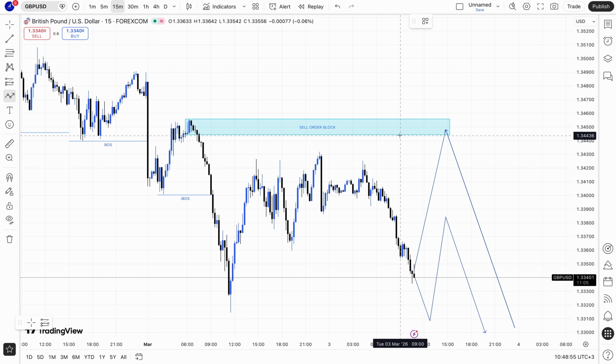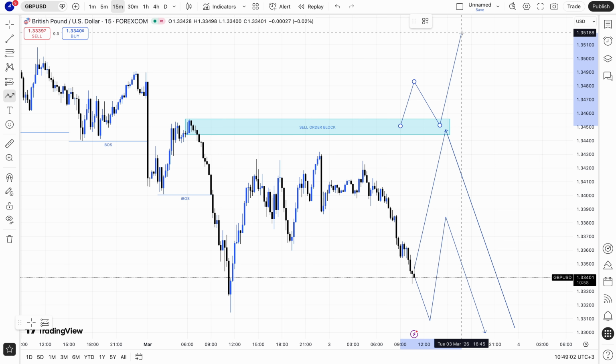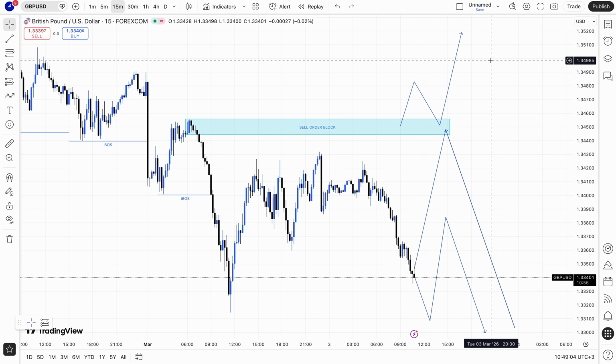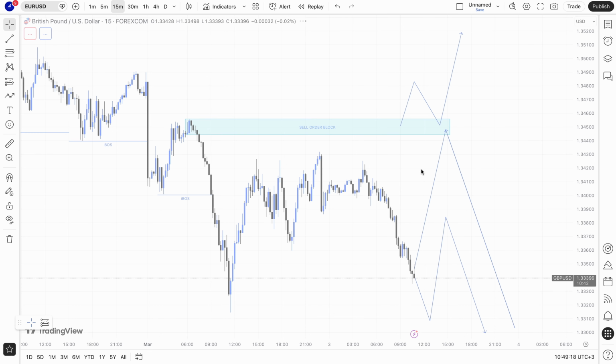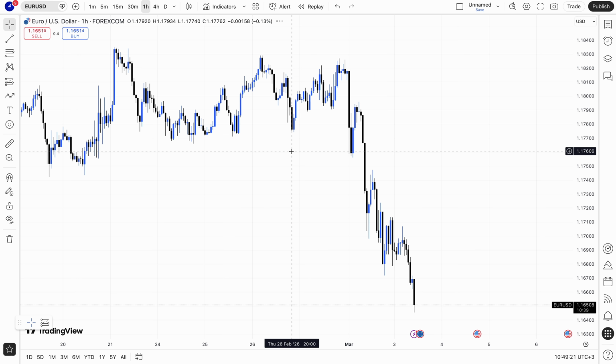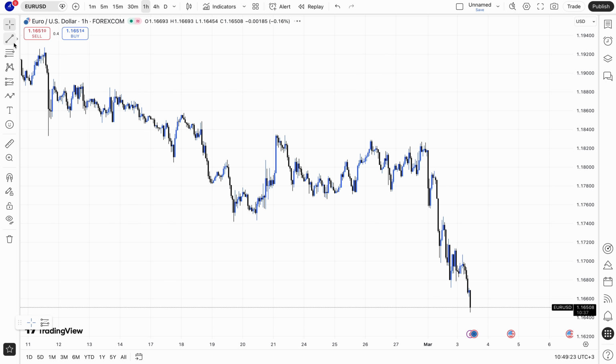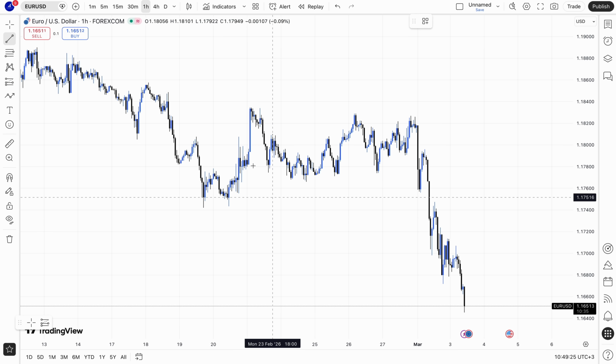And the third scenario, if the price disrespects this order block, then wait for the break, then retest, then a continuation. But as per now, gold and euro and dollar is very, very strong, and it's moving down against the GBP. And then for euro USD, very, very simple for it. Since yesterday, it's just melting down, right?